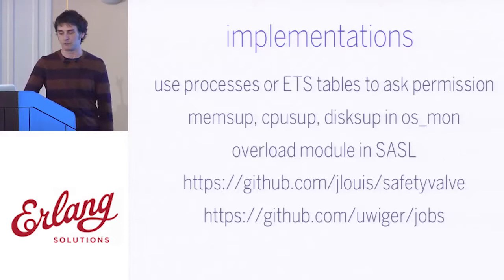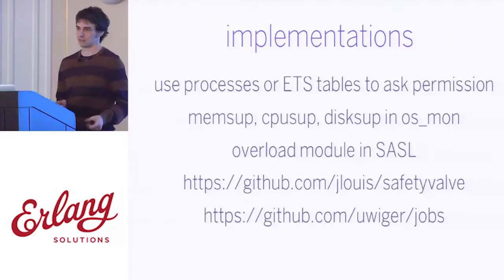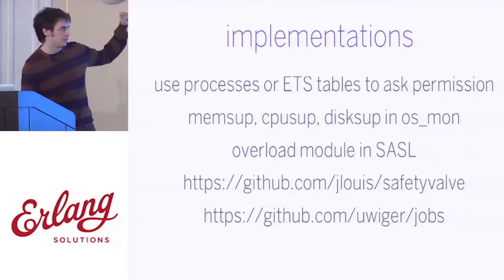So if you're blocking on memory, there's memsup in os_mon that ships with OTP. If you're blocking on CPU, there's cpu_sup with os_mon and OTP. disk_sup is actually about total disk space, so this is something you may want to use. And when you're doing explicit back pressure, it's possible you have more than one bottleneck, depending on the circumstances. So it's possible that before accepting a request or deciding to service it, you ask more than one of these whether you can or not.